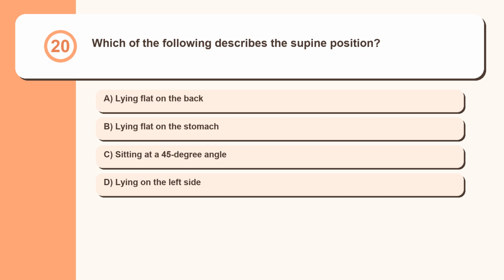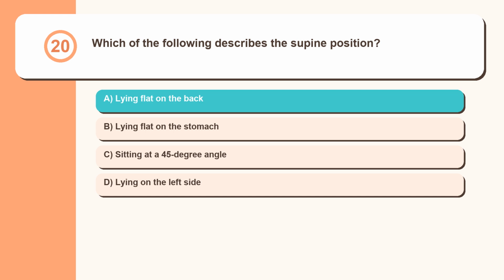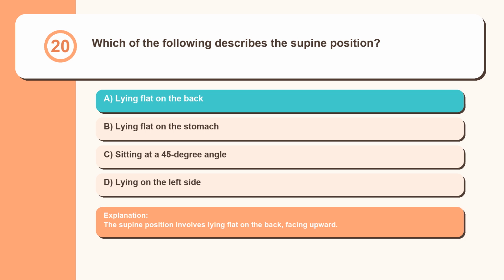Question 20. Which of the following describes the supine position? Lying flat on the back, lying flat on the stomach, sitting at a 45-degree angle, lying on the left side. The supine position involves lying flat on the back, facing upward.